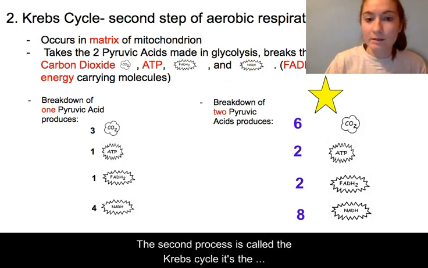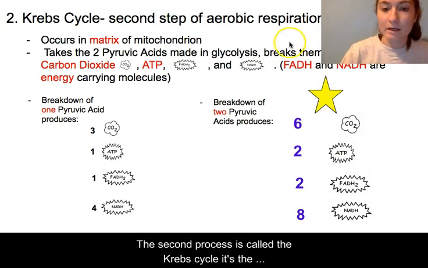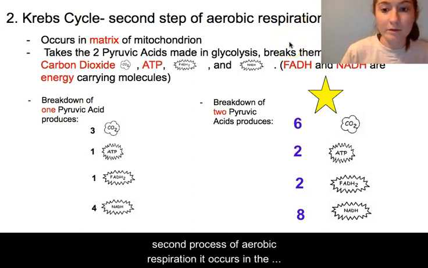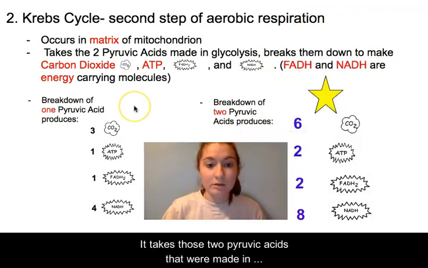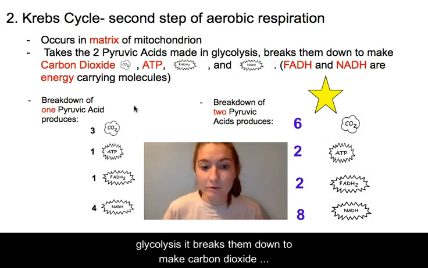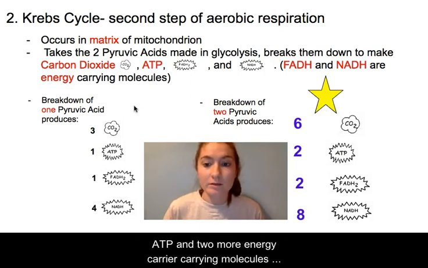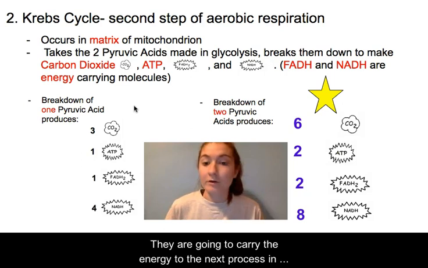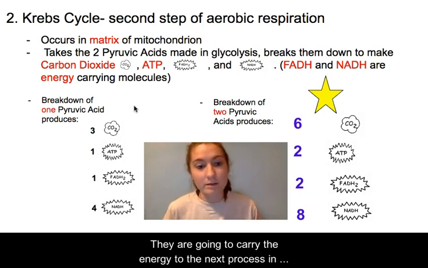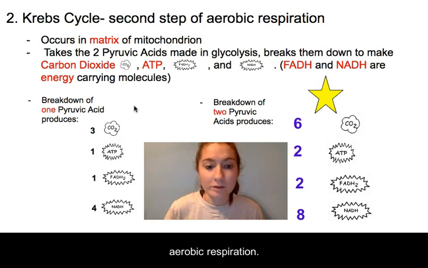The second process is called the Krebs cycle. It's the second process of aerobic respiration. It occurs in the matrix of the mitochondria, and it takes those 2 pyruvic acids that were made in glycolysis and breaks them down to make carbon dioxide, ATP, and 2 more energy carrying molecules called FADH and NADH. They're going to carry the energy to the next process in aerobic respiration.